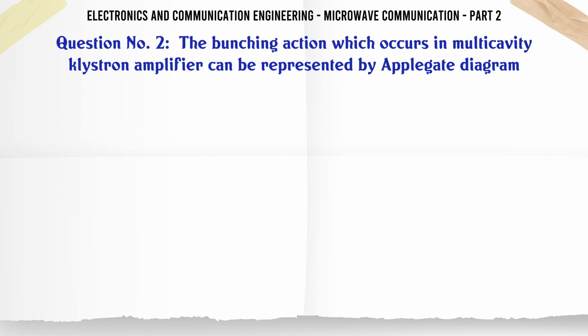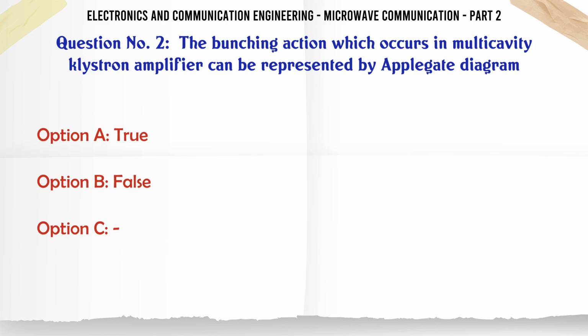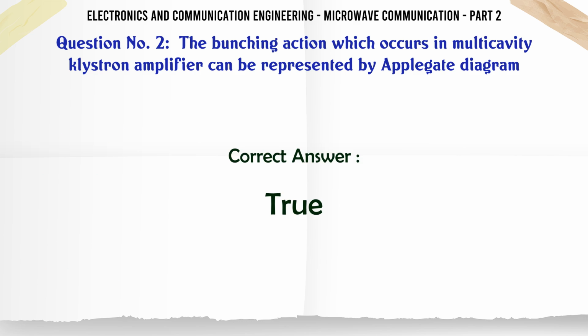The bunching action which occurs in multicavity Klystron amplifier can be represented by Applegate diagram. A: true. B: false. The correct answer is true.